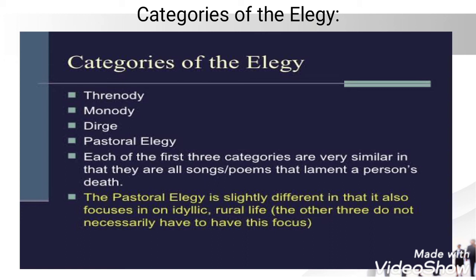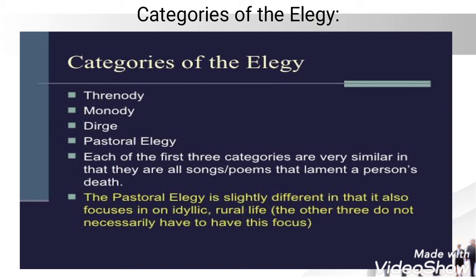And Matthew Arnold as well called his elegy on A.H. Clough, Thyrsis, a monody. So each of the three categories, that is threnody, monody and dirge, are very similar in that they are songs or poems that lament a particular person's death. So there is no difference, and these terms have been extensively used by various poets as a substitute for elegy.